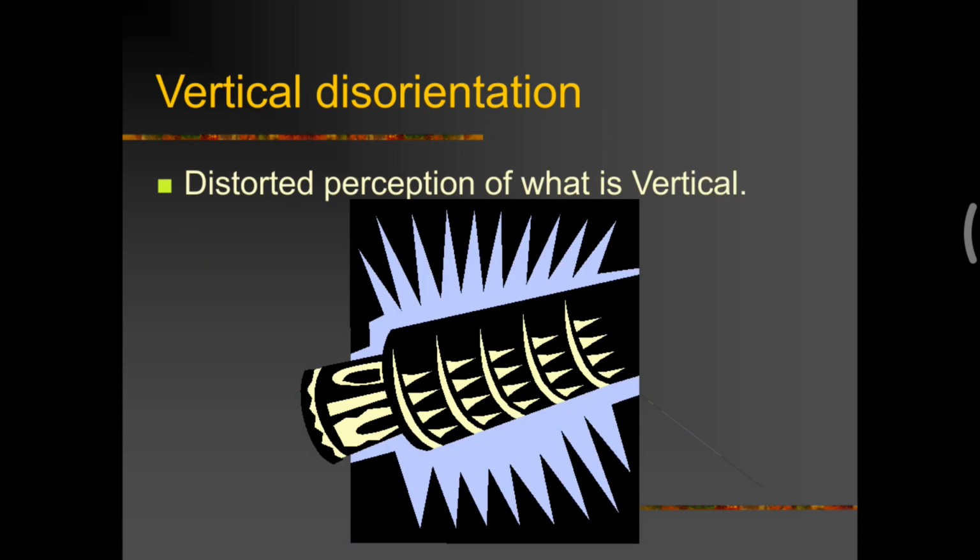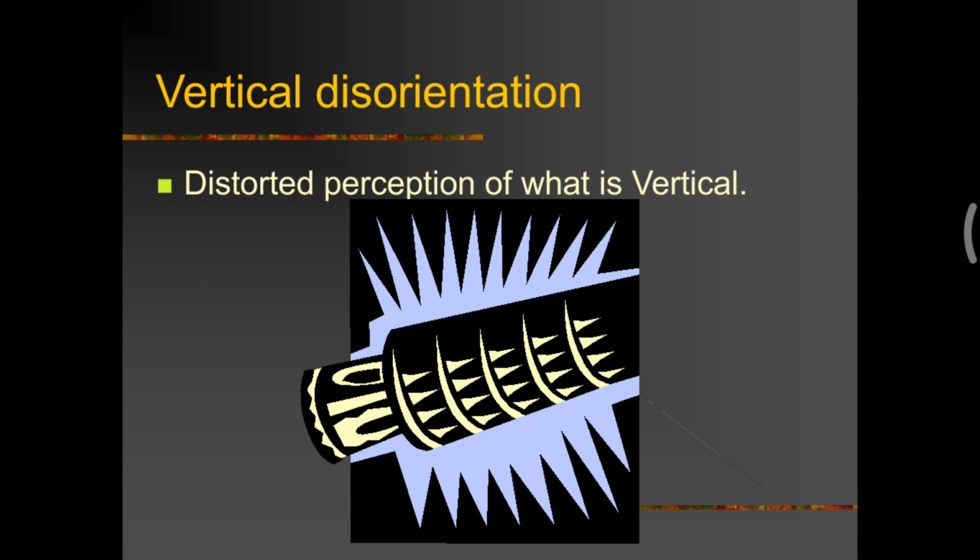The next one is vertical disorientation. In our day-to-day life, if you look at most of the objects in front of us, say for example a table, the table's legs are all vertical. If you see a door, the rim of the door is always vertical. If you see a chair, the legs of the chair are always vertical. So what happens normally is, a person perceives the body as vertical, and he perceives all the things in the environment as vertical.